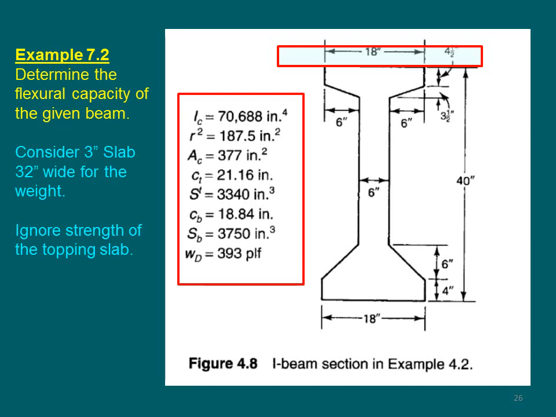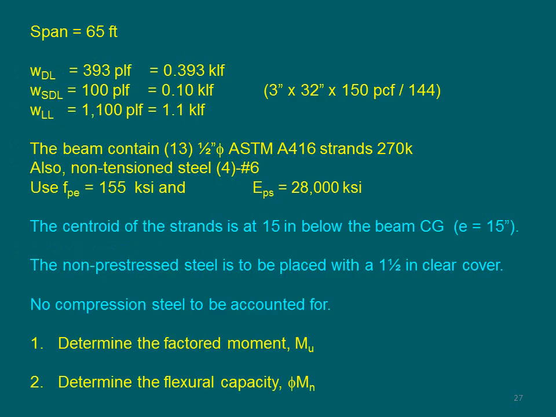I have another example. This is example 7.2. Exactly the same beam, same previous beam, same geometrical properties, same additional dead load. And the additional dead load here is going to be the 3-inch concrete slab topping. In this problem, it says ignore the stiffness of the topping slab, which means the topping slab is going to be just ignored. It's true that we have it there. It helps the compression flange on the top, but it's going to be ignored in our analysis.